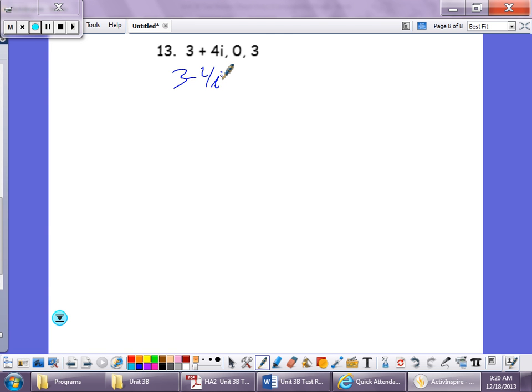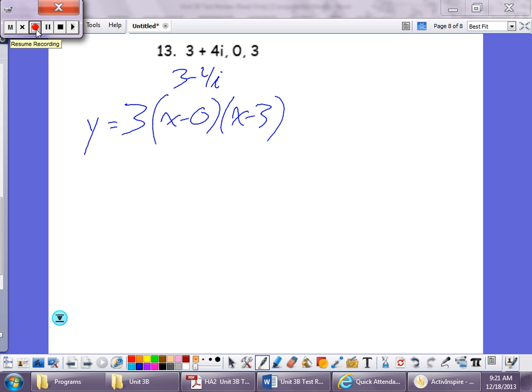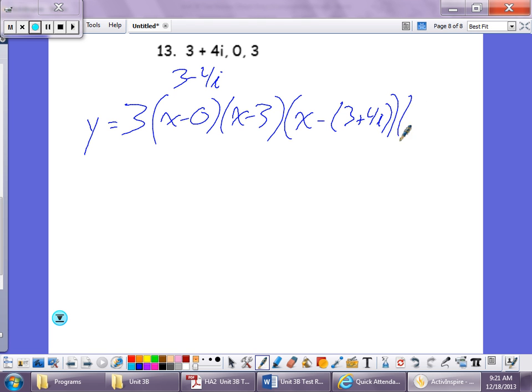Okay? And does this specify what kind of form it needs to be in? No. So if it doesn't specify, I'm putting in an intercept every single time, because that's the easiest form to put it in. So leading coefficient 3, you just put a 3 out front. x minus 0, x minus 3. And then for this, just make sure you do it nice and neat. So x minus 3 plus 4i, and x minus 3 minus 4i. And you can just leave it like that.